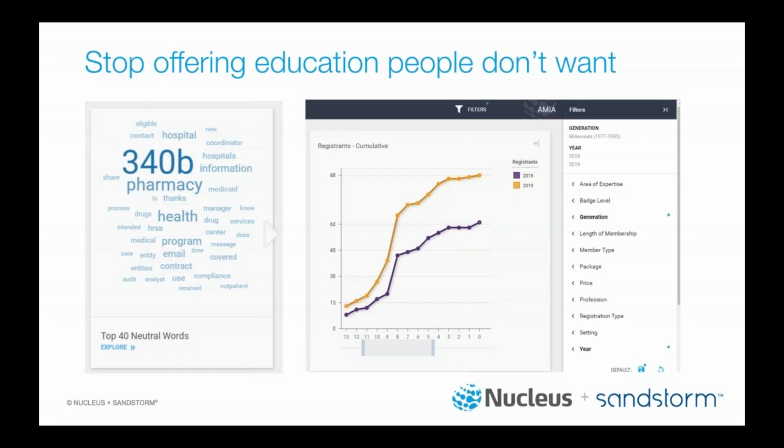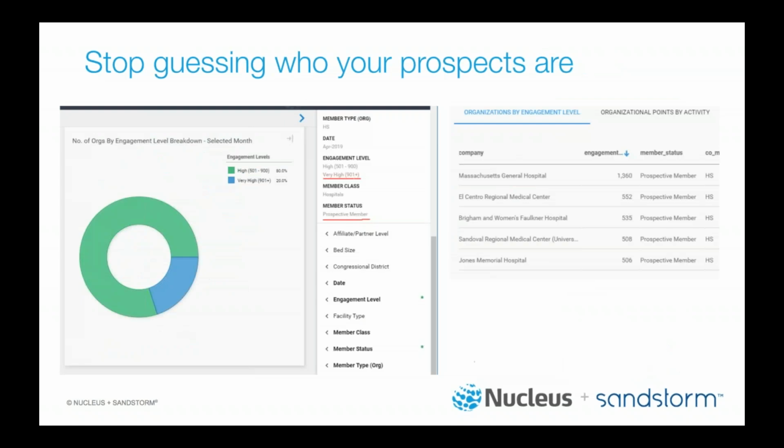So part of my job at 340B Health was business development, which includes attaining high membership retention and new membership acquisition. And I really disliked guessing who my prospects were. With Nucleus and employing a concept of scoring, we were able to pinpoint our most engaged non-members, or our obvious acquisition targets. You can see in this chart, Massachusetts General Hospital has the most engagement points.